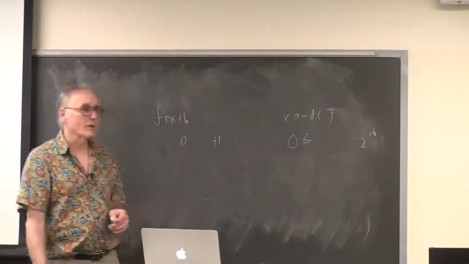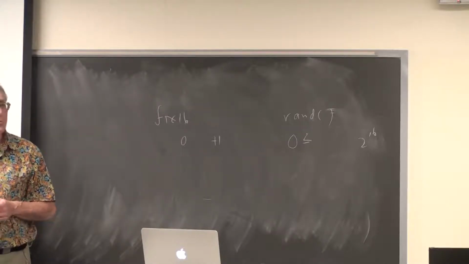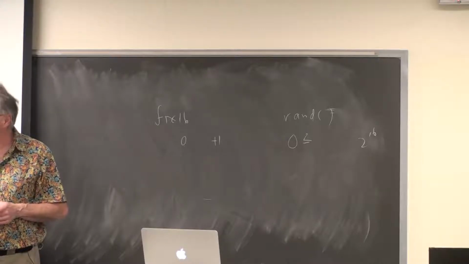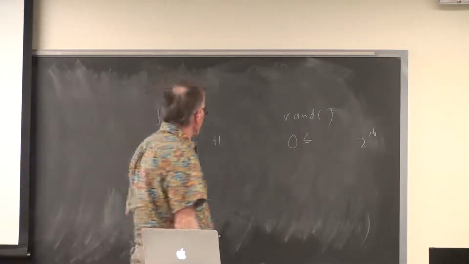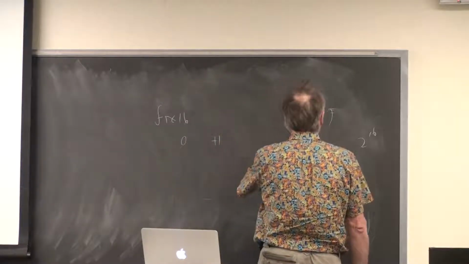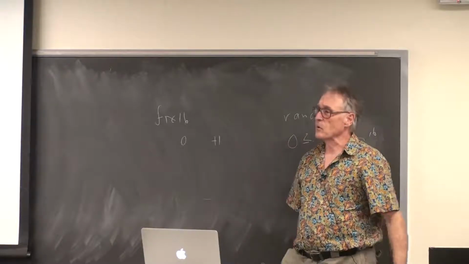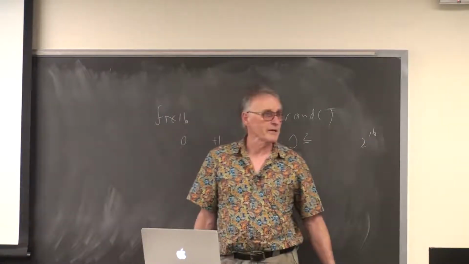But let's say you want to make a number between plus 1 and minus 1. What would you do? Multiply by 2 and subtract 1. Right. So you could take the rand output, shift it 1 to the left, and then subtract 1. And you'd have a uniformly distributed number between plus and minus 1.